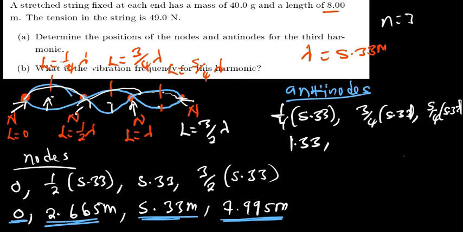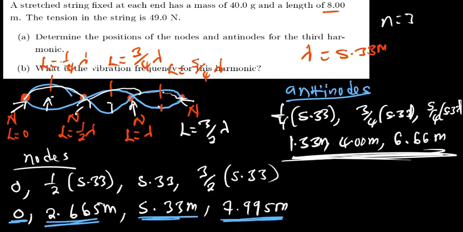Even here you can just round it off and leave the answer in 2 decimal places. So you also have 3 divided by 4 times 5.33. So it's 3.9975, which is the same as just 4.00 meters, comma. Then 5 divided by 4 times 5.33, I'll have 6.66 meters. So these are going to be the positions of the antinode.